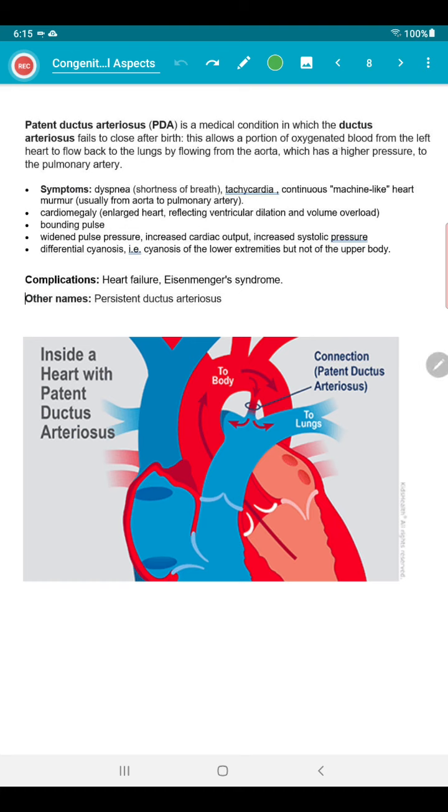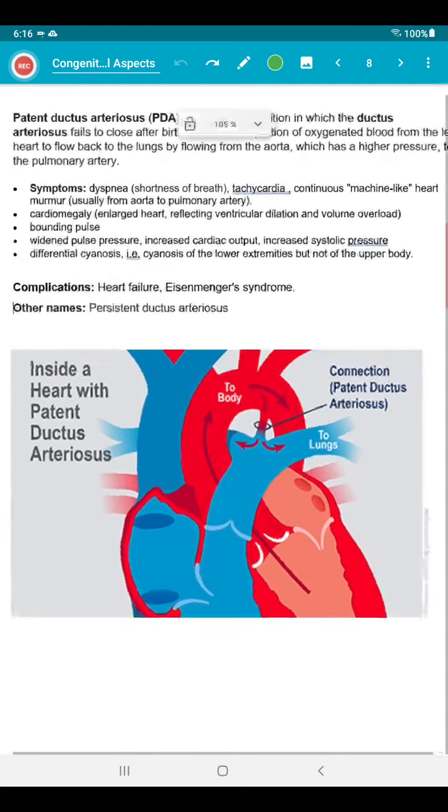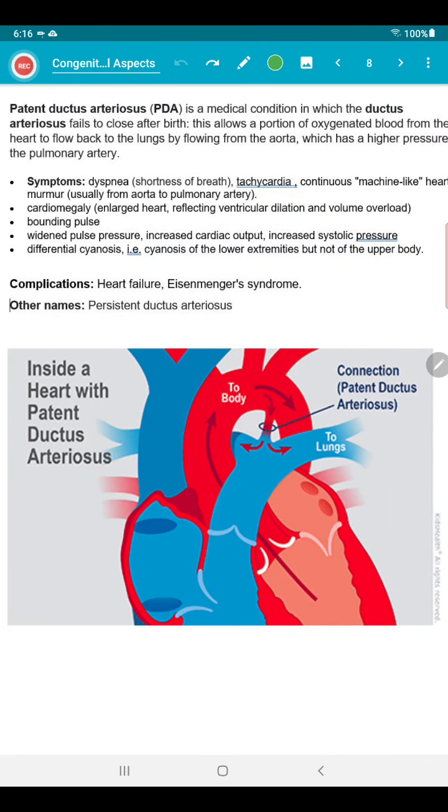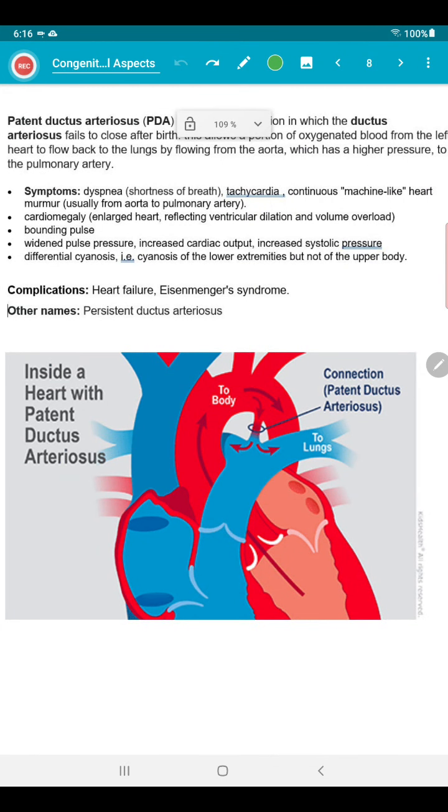This allows a portion of the oxygenated blood from the left heart to flow back to the lungs, flowing from the aorta, which has a higher pressure. So from here the blood will flow back, as the aorta has higher pressure after birth, to the pulmonary artery. Now what are the symptoms? Dyspnea, that means shortness of breath, tachycardia, the heart rate increases, and a continuous machinery murmur, because blood flows continuously from aorta to pulmonary artery. That's why we can auscultate by stethoscope the continuous machinery murmur, which is pathognomonic for PDA.